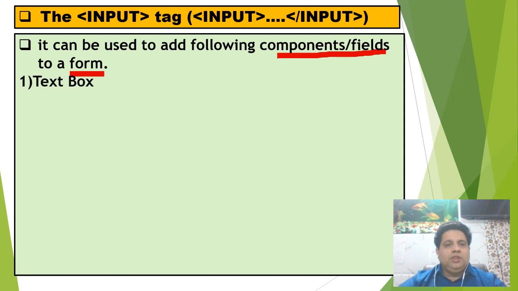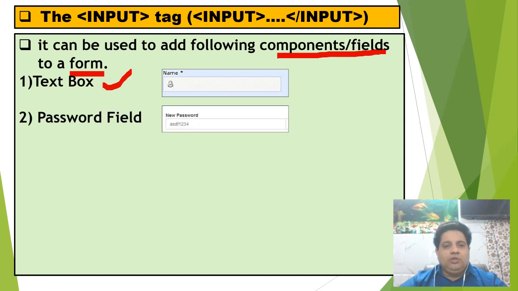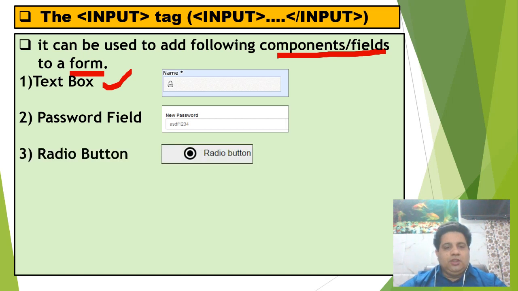Now what all can you add using the input tag? First is the text box, where you type your first name, last name. Then the password field. You all know when you type your password, it is displayed in the form of asterisk or dot or hash. Then radio button, the round buttons that you must have seen in working with Windows or on the internet. Only one button can be selected. Then there are check boxes.